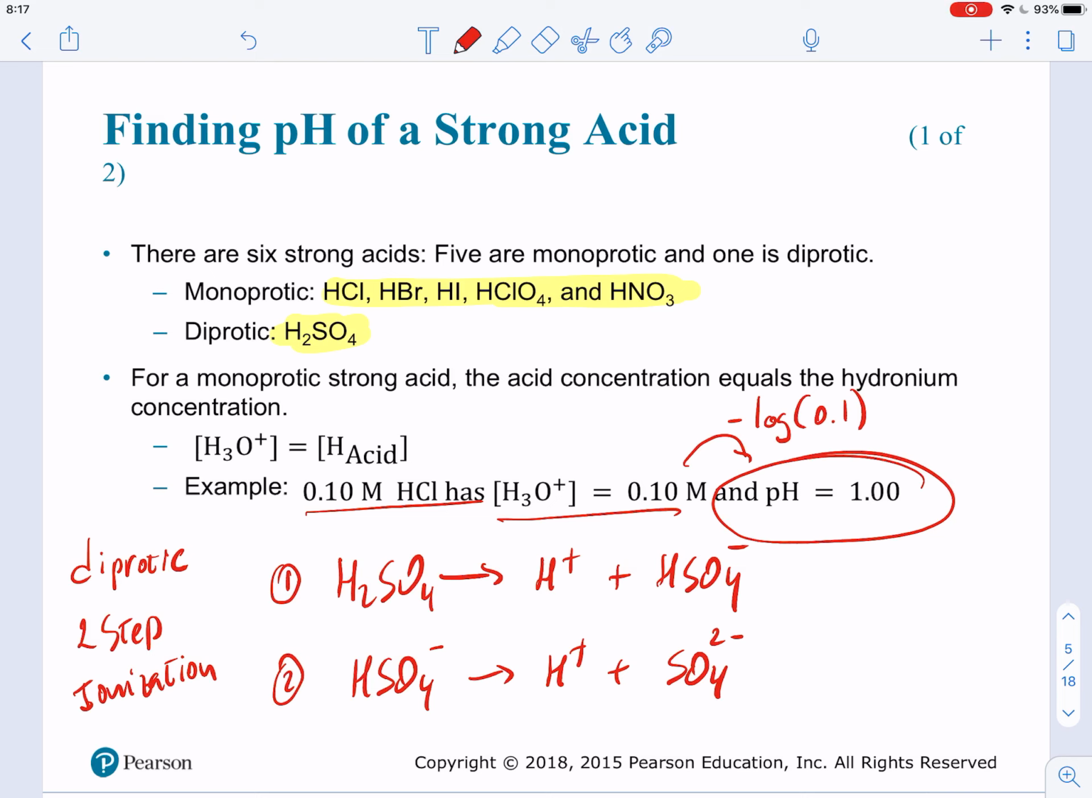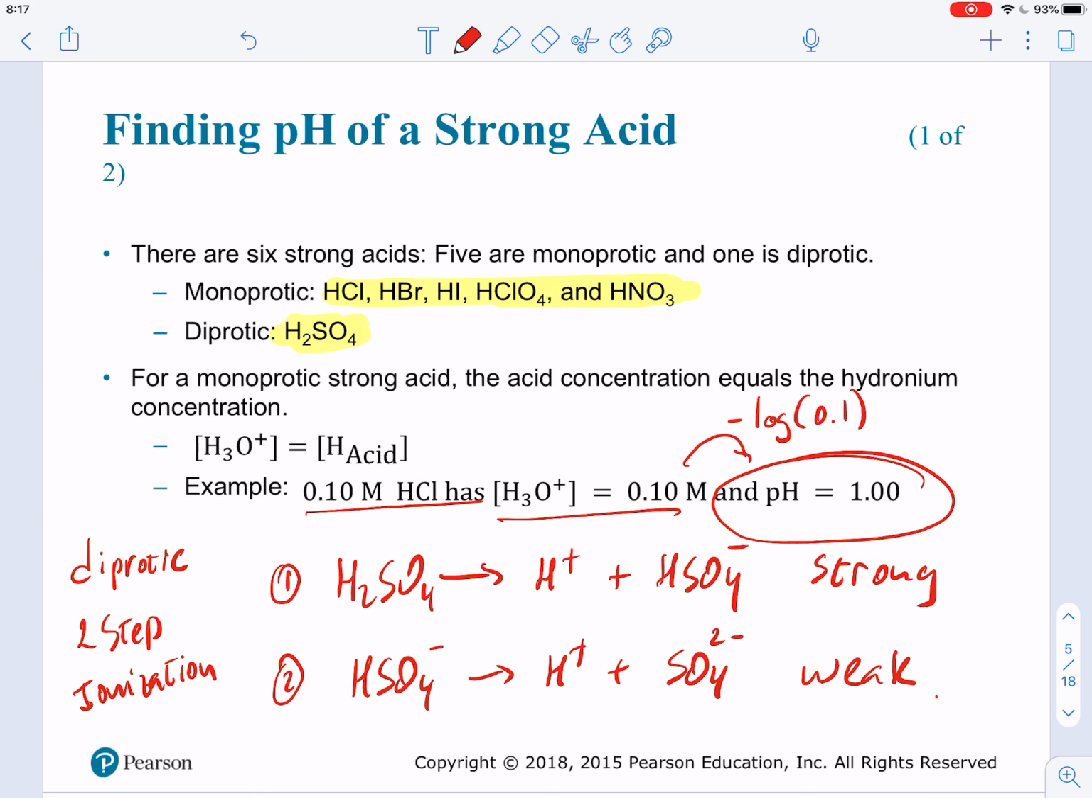If you have 2 acidic hydrogens, it's 2 steps. If you have 3, then it's 3 steps. The particular situation with sulfuric acid is that the first step is strong. So in the first step, sulfuric acid is completely dissociated. The second step is weak.